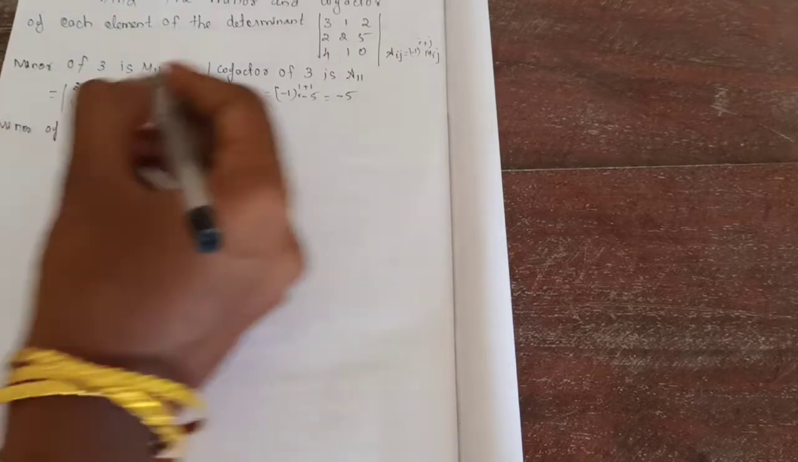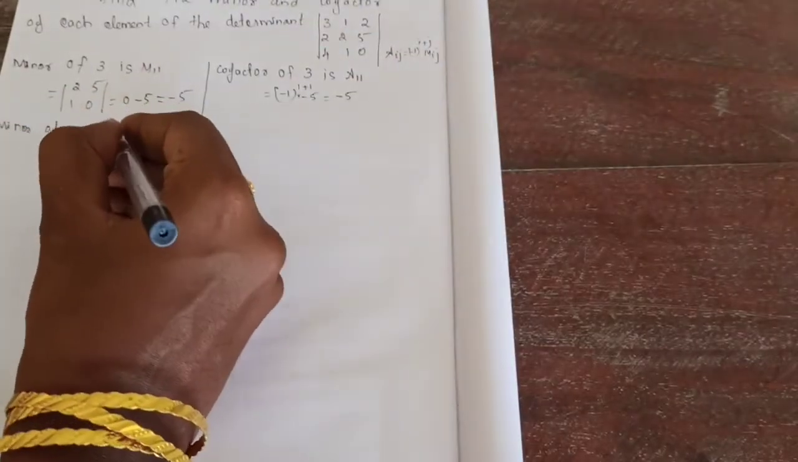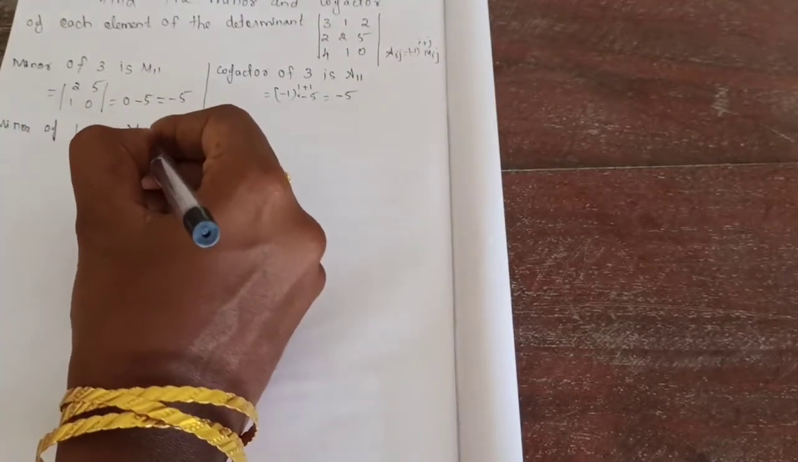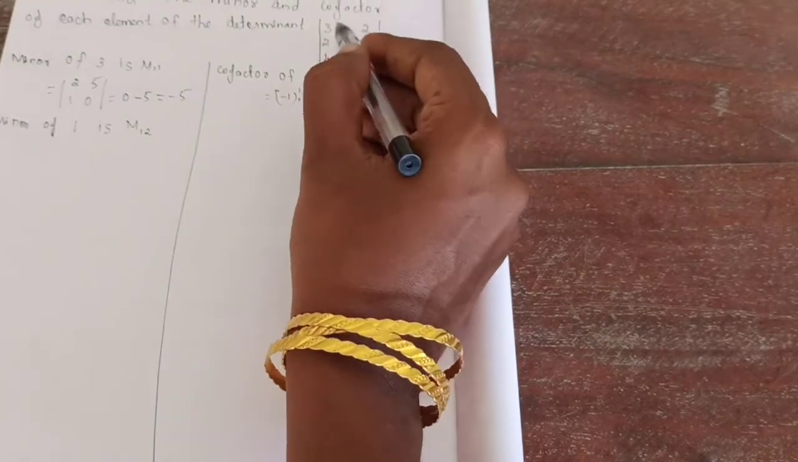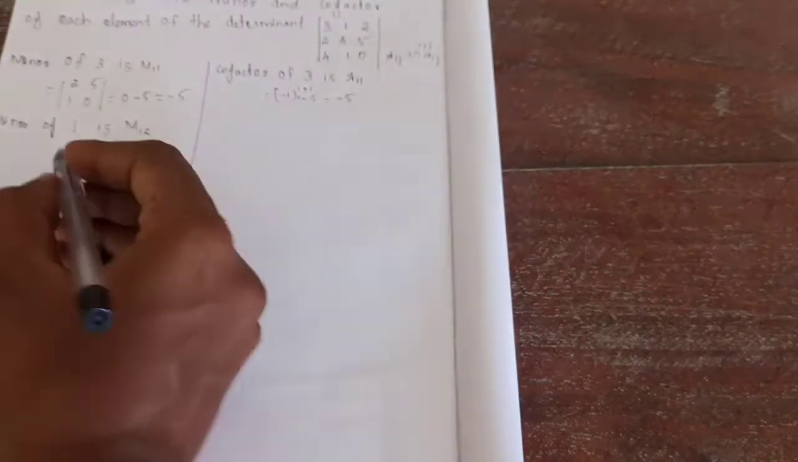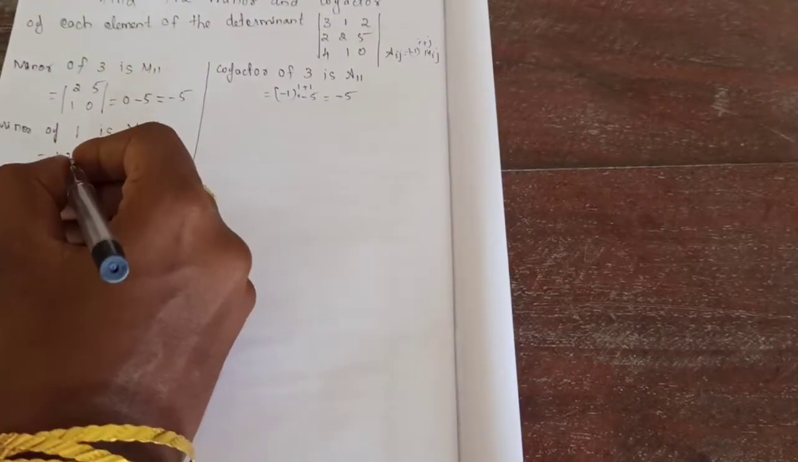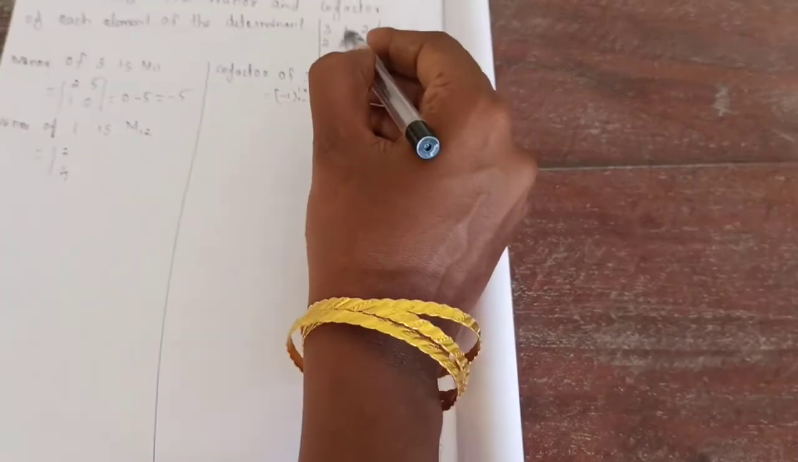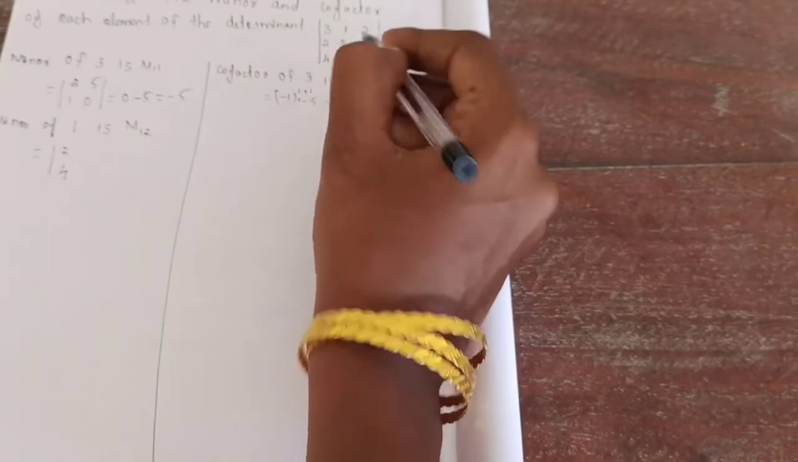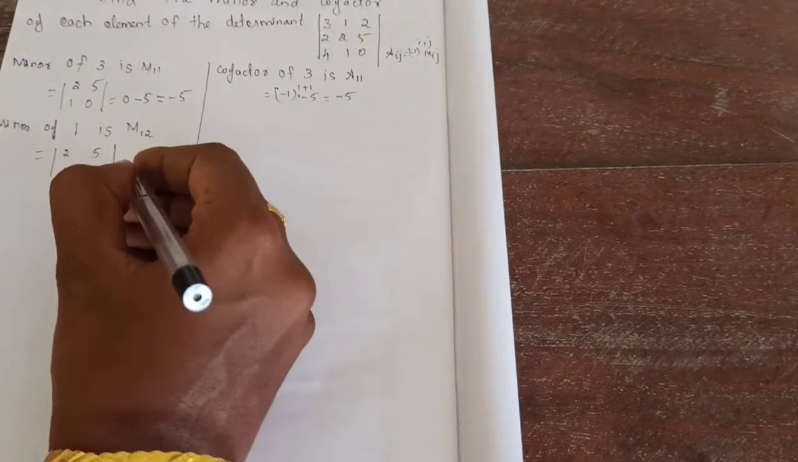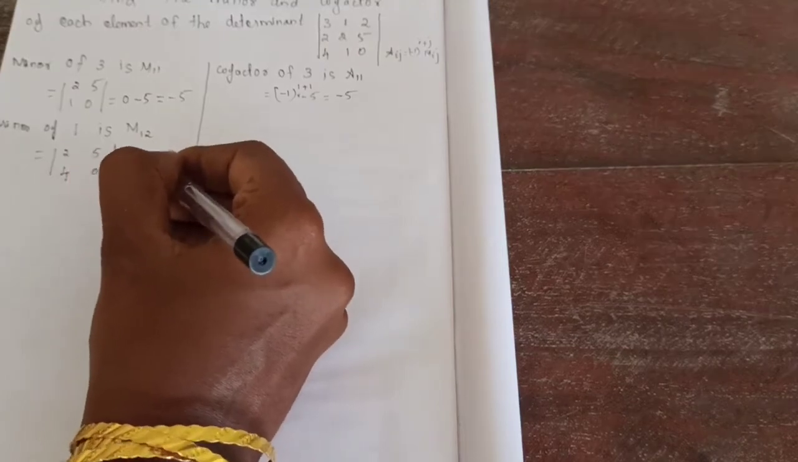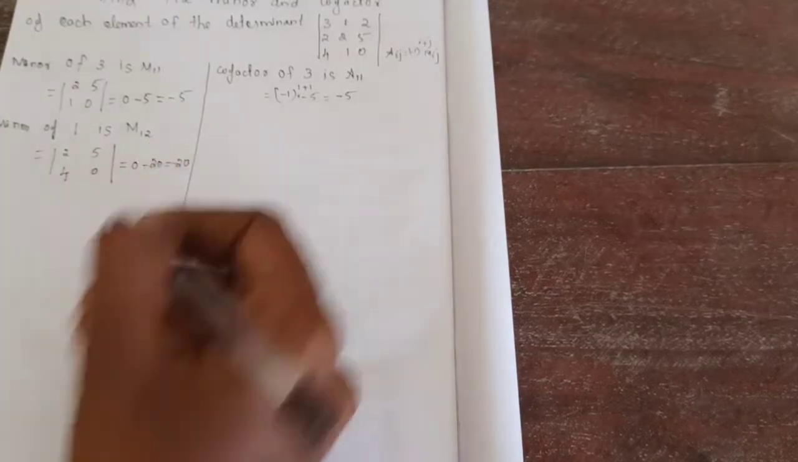Then the minor of the next number, 1, is M12. What will you do? Cancel this particular row and this column. Carefully, the balance is 2, 4, 5, 0. Multiply 2 into 0, which is 0, minus 20. You will get minus 20.